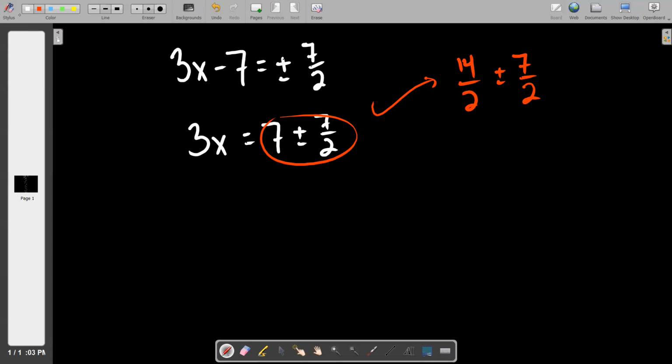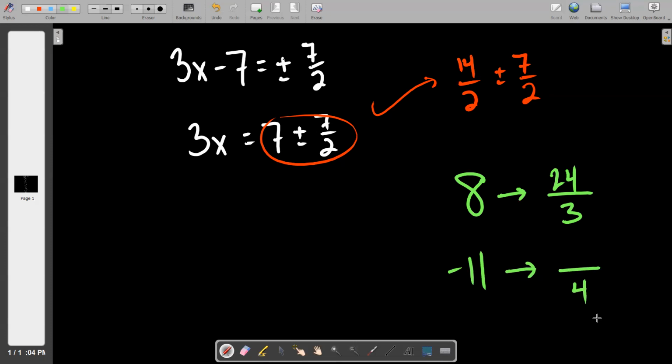The trick is, let me show you this because you're going to want to know this. Let's say I had the number 8, but I really needed it to be a fraction with a bottom of 3. What do I put on top? 24. Let's say I had negative 11 and I really wanted it to be a fraction with a bottom of 4. Negative 44. The trick is that you just multiply whatever the whole number is by whatever bottom you want it to have, and presto. So that was the magic I used here: I took the number 7 and said, I want you to have a bottom of 2, and you times 2 make 14.